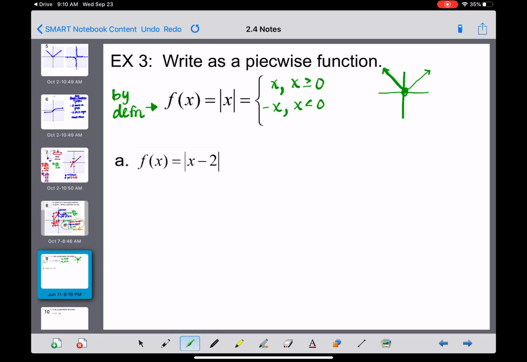So how are we going to rewrite f of x equals the absolute value of x minus 2? We need to know how to rewrite that as a piecewise function. That's what it's asking us to do. So right now it's an absolute value function. We want to rewrite it. So here's what we're going to do.